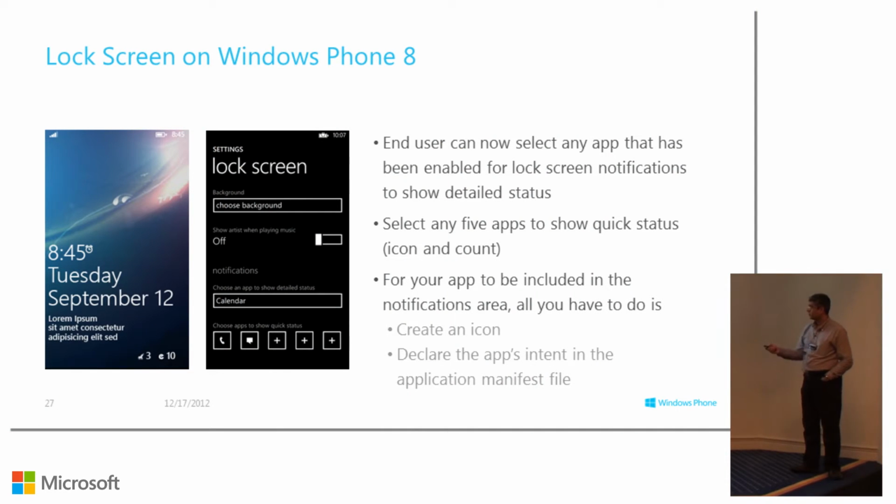So this shows you the lock screen applications. If you go into settings, lock screen, you can choose the background provider, you can choose the content provider, and you can choose the applications that you want to put onto the lock screen.